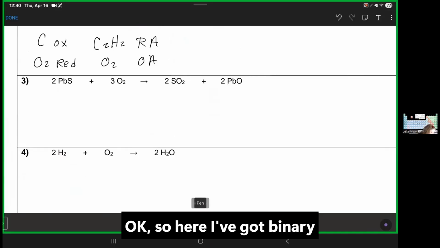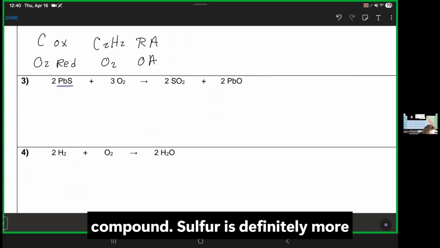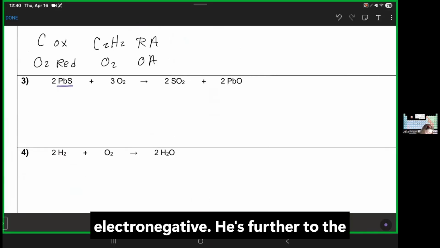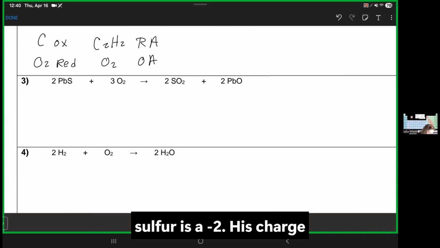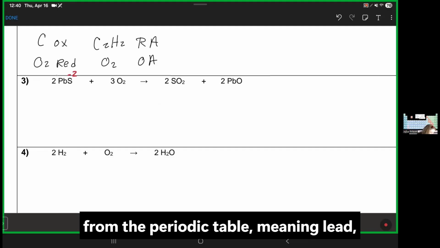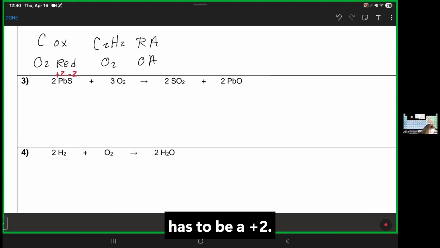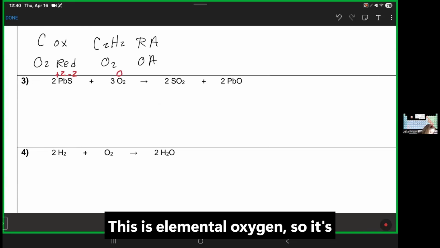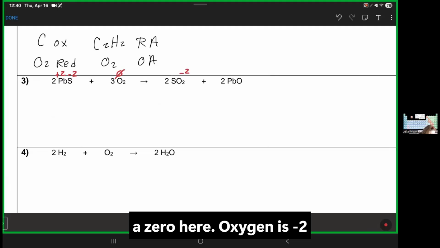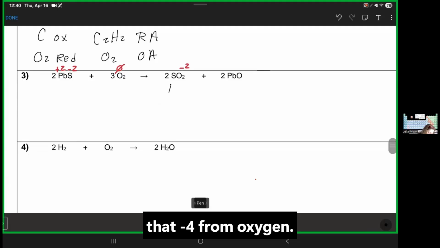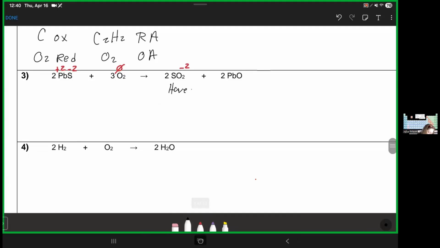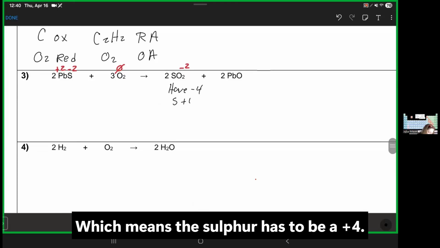Okay, so here I've got binary compound. Sulfur is definitely more electronegative. He's further to the right on the periodic table. So sulfur is a -2. His charge from the periodic table, meaning lead has to be a +2. This is elemental oxygen, so it's a 0. Here, oxygen is -2. If I have, right, I have that -4 from oxygen, which means the sulfur has to be a +4.